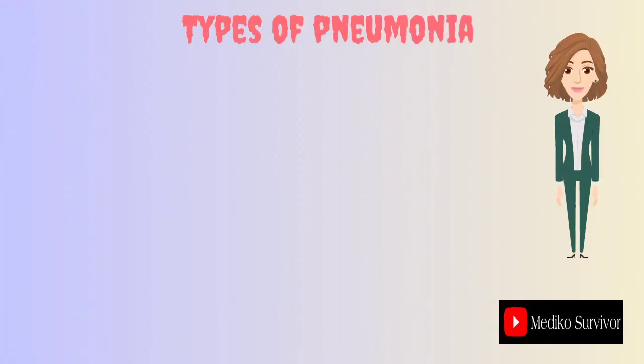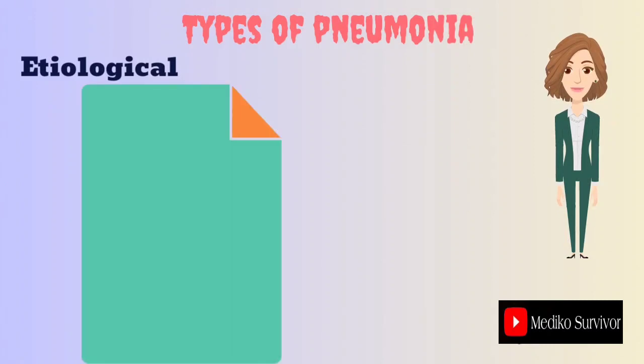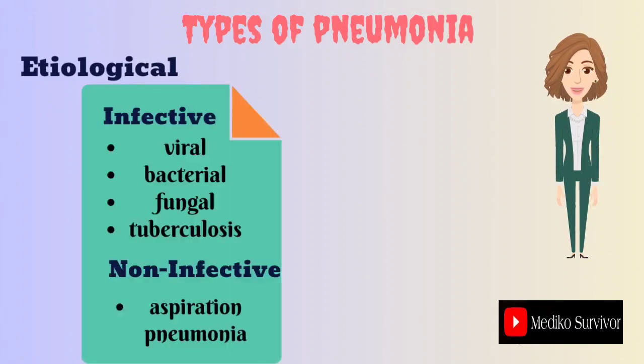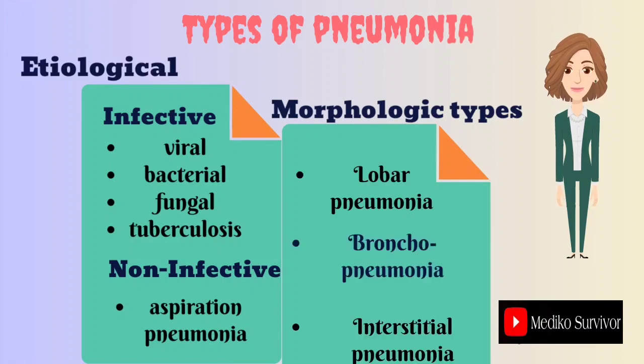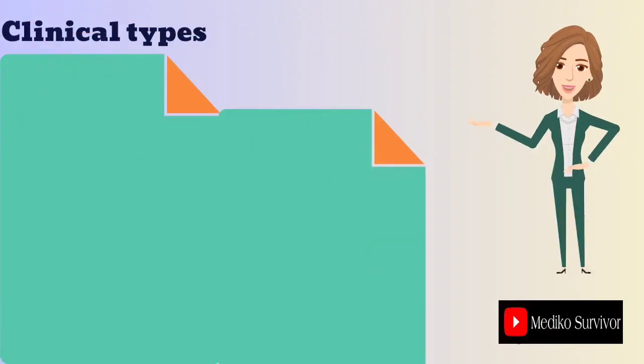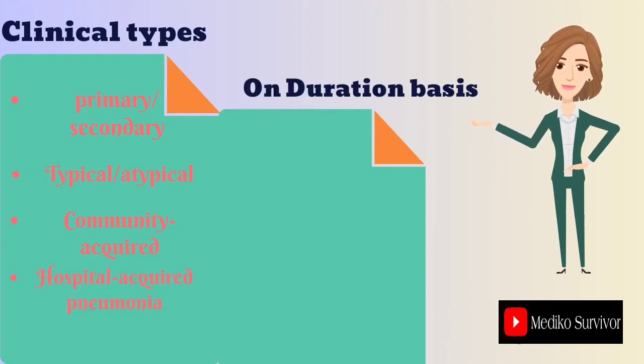Types of pneumonia. There are various types of pneumonia. On the basis of etiology, it may be infective and non-infective pneumonia. On the basis of morphology, it is of three types: lobar, broncho and interstitial pneumonia. Clinical types include primary or secondary, typical or atypical, community-acquired and hospital-acquired pneumonia. And on the basis of duration, it is acute pneumonia, that is of short duration, and the other is chronic pneumonia, that is of long duration.